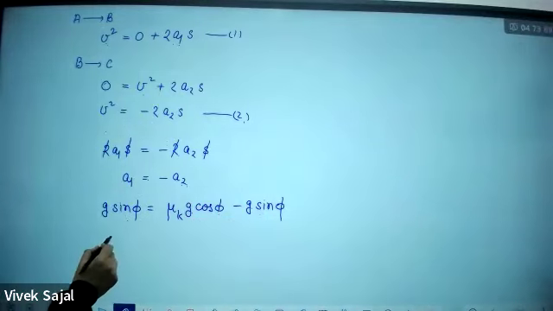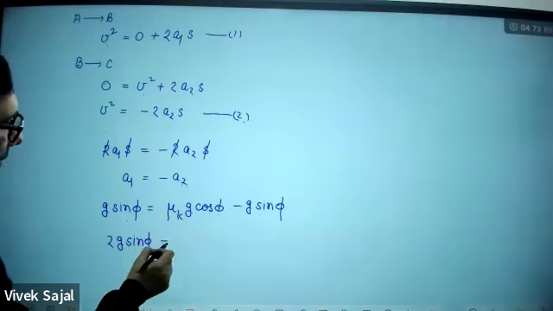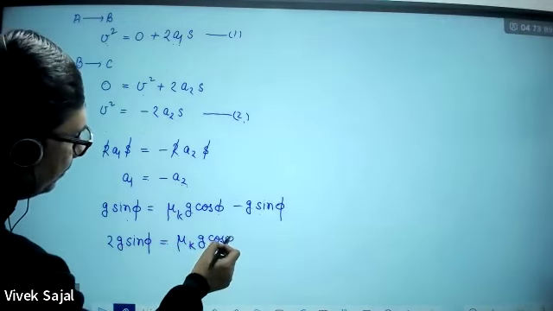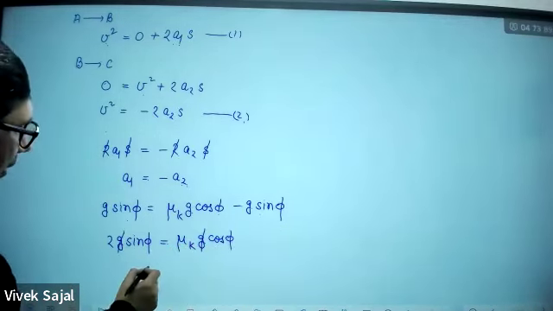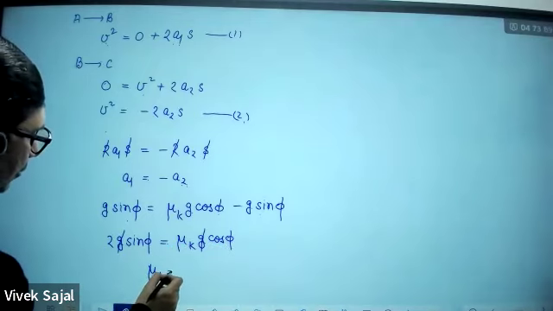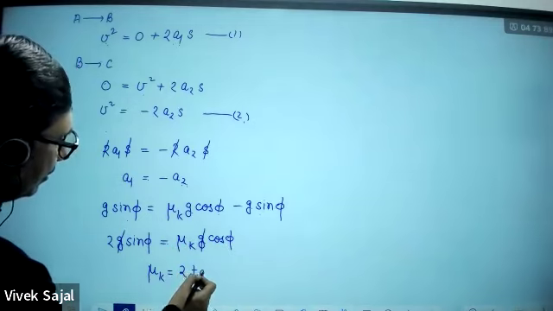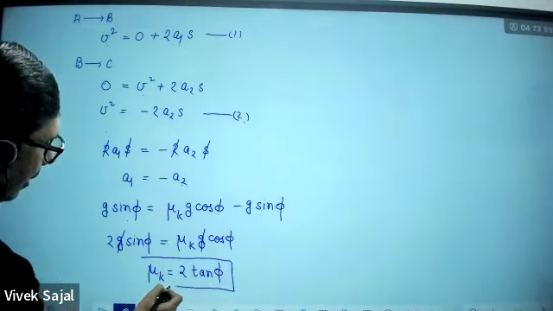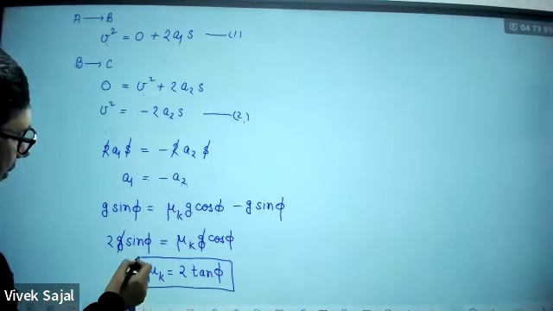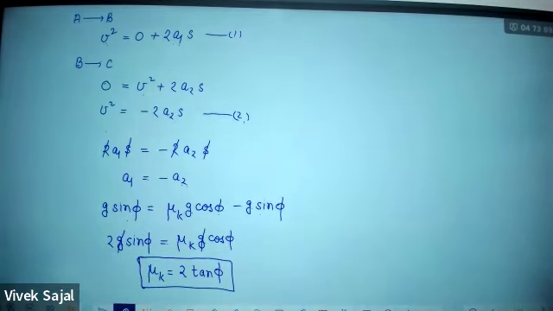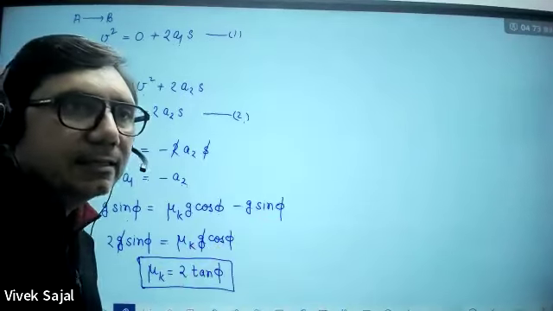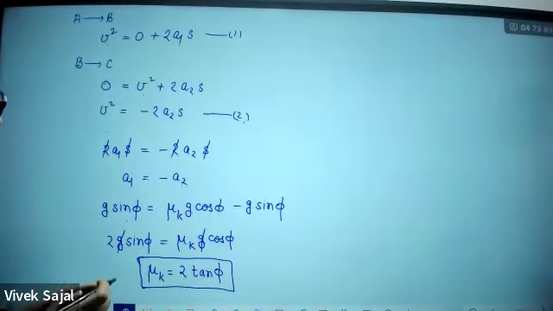Bring this g sin phi to this side. So this will be 2g sin phi equals mu k g cos phi. g will cancel out, and mu k comes out to be 2 times tan phi. This is a very good question. First, it gives us an understanding of how to find acceleration in these two cases. And second, this concept that for the first half it is accelerated and for the second half it is deaccelerated, we should understand this aspect directly.